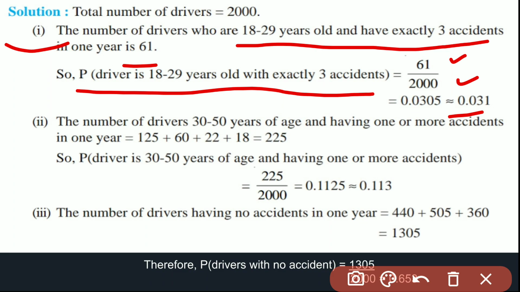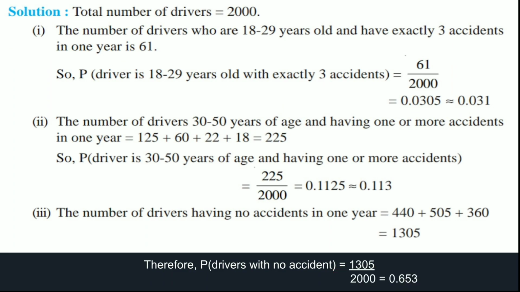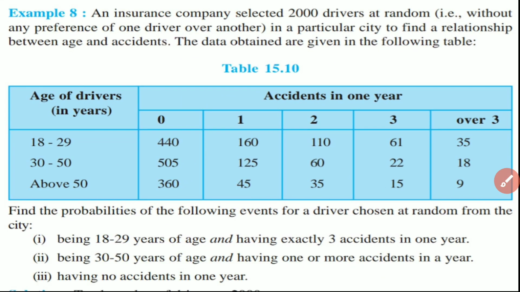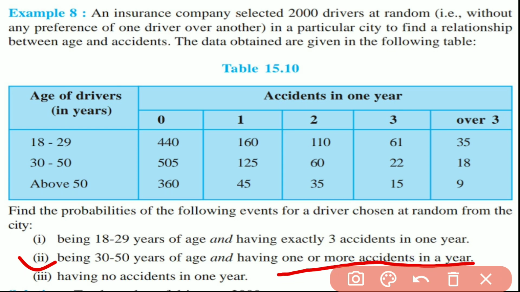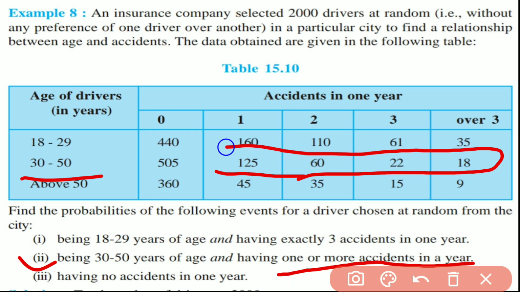So we have rounded off the first example. In the same way, we see the second example. Over the second condition, what is being asked: age group of 30 to 50, one or more accidents in a year. In the age group of 30 to 50, we have to see the row for one accident or more. More means we have to take all these numbers of accidents: 125, 60, 22, 18.